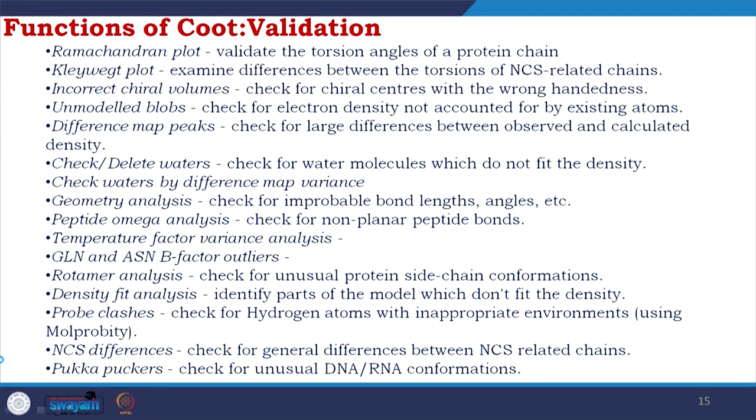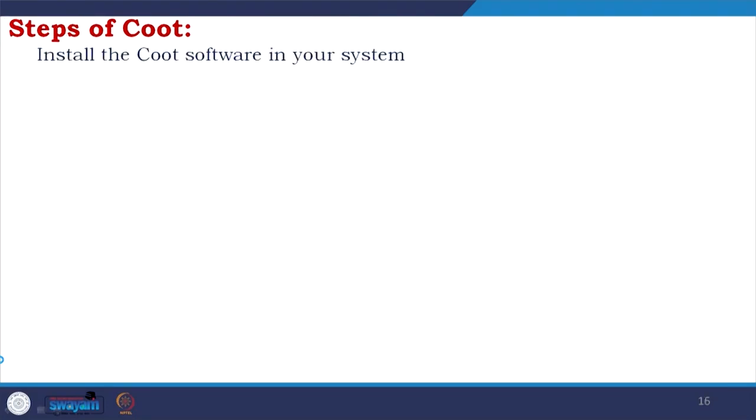In the validation part, there are lots of programs. Ramachandran is there, Kleywegt plot is there, incorrect chiral volumes, unmodeled blobs, difference map peaks, check delete waters, check waters by difference map variance, geometry analysis, peptide omega analysis, GLN and ASN, the glutamine and asparagine B factor outliers, rotamer analysis, density fit analysis, probe clashes, NCS differences, puckers, all types of analysis would be available in this Coot software.